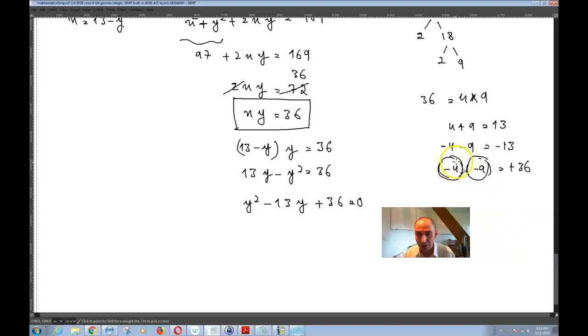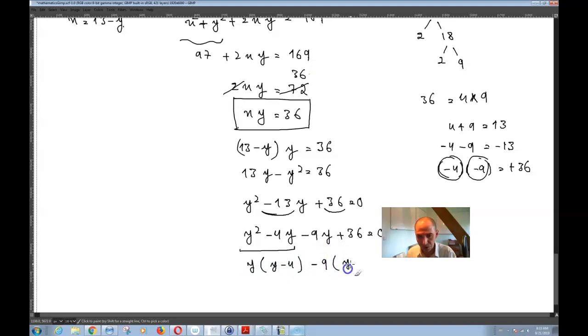The numbers that you pick here, the sum of those two numbers has to be this number here, and the product of those two numbers has to be this number here, provided that your coefficient here is 1. So then I can rewrite this equation as y squared minus 4y minus 9y plus 36 is equal to 0. From the first two terms, I take a y out, y times (y minus 4), and from the other two terms, taking -9 out, (y minus 4) is equal to 0. That means that (y minus 9) times (y minus 4) is equal to 0.